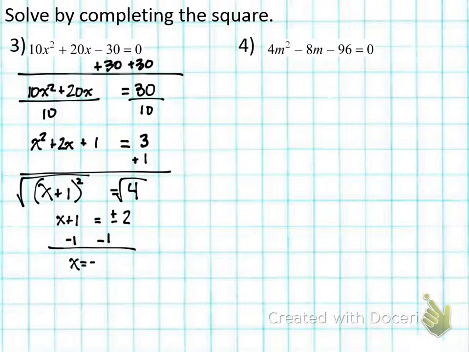So we got negative 1 plus or minus 2. What's negative 1 plus 2? 3. Oh, negative 3. No, negative 1. Nope. Negative 1 plus 2. Oh. That's positive. Positive 1. What's negative 1 minus 2? Negative 3. Negative 3. There you go. These are your two answers. Was that hard? No, number 4.